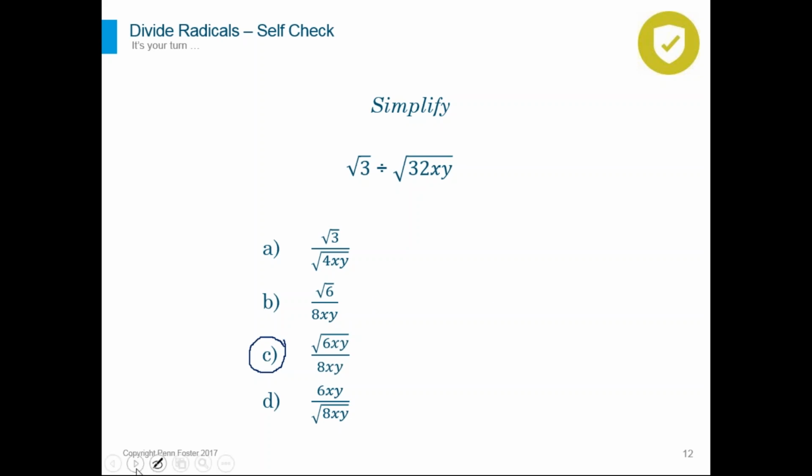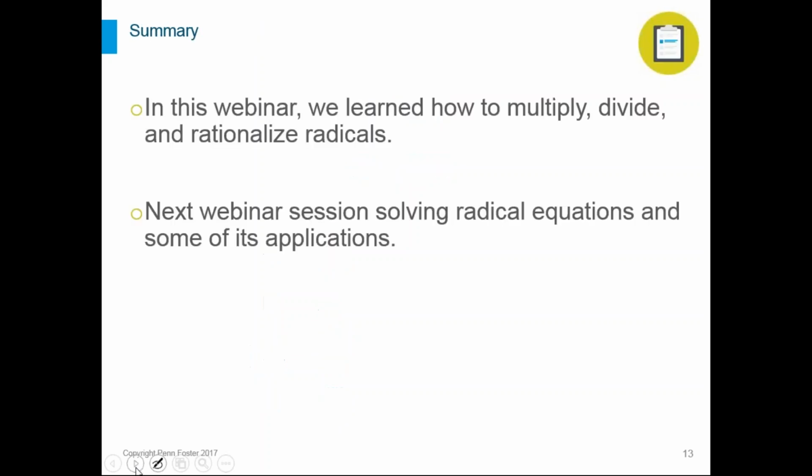Okay. That is the end of my math part of the webinar. Today we went over how to multiply, divide, and rationalize radicals. We were supposed to cover how to solve radical equations, but when I went through the unit, I thought it was going to be too much for you to digest everything about multiplication, division, rationalizing, and solving radical equations. So I saved that for another session, which is going to be on the 6th, which is Wednesday, if not otherwise announced. So please register for that session.